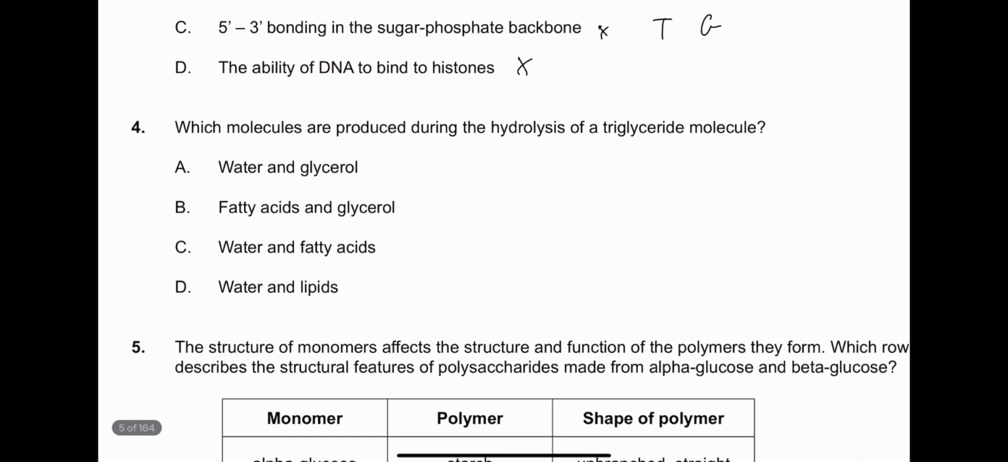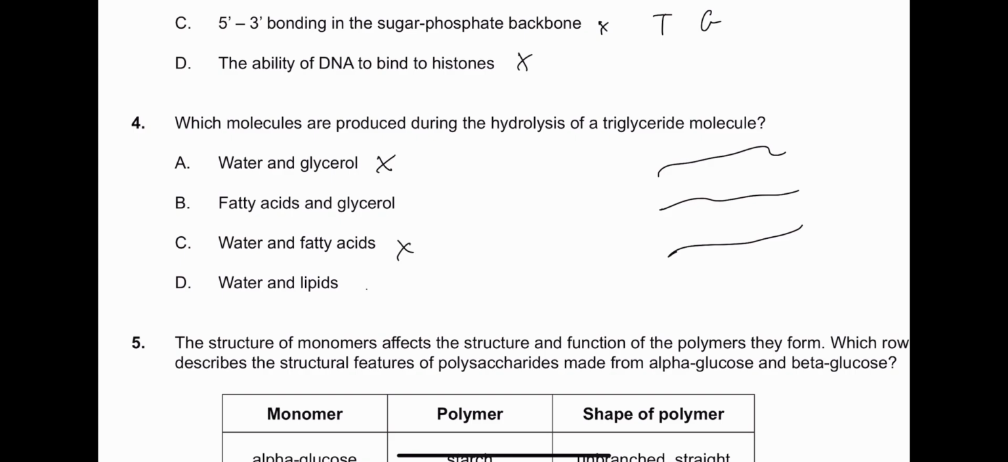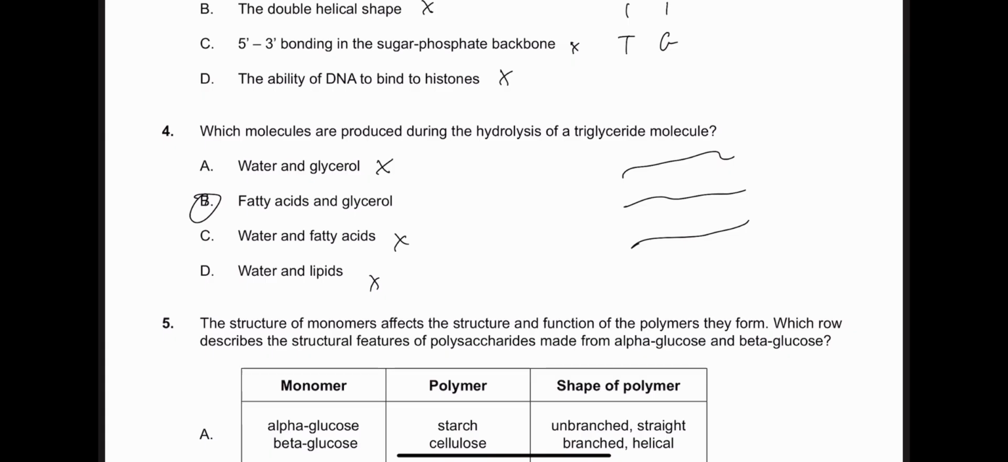Question number 4, we have which molecules are produced during the hydrolysis of the triglyceride molecule. Okay, triglycerides, so we know we have our glycerol and then our 3 hydrocarbon chains, right? So we have water and glycerol, that's not true. Water and fatty acids, not true. Water and lipids, not true. It's fatty acids and glycerol.